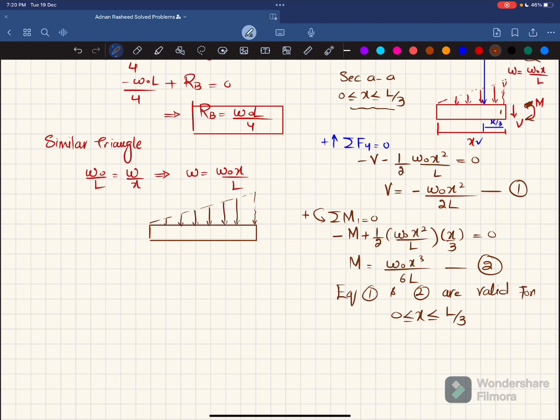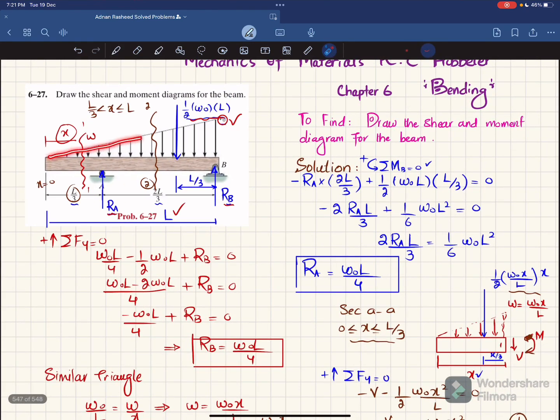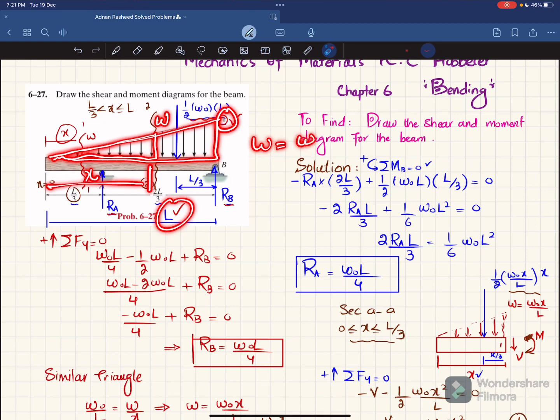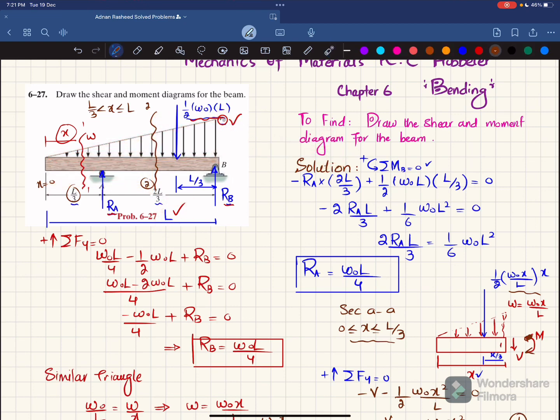At a distance of L by 3 we have RA. So this is L by 3 and this is RA, and RA is W naught L over 4, and the total distance from this till the end of the beam is X, where we have cut this beam. So the remaining will be equal to X minus L by 3. And what about the magnitude over here? It will be the same, W naught X over L, because you can see you will have two similar triangles. So W naught over L is equal to W over X, and this W will be equal to W naught X over L.